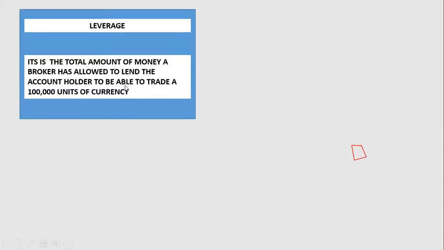Now, this is a very important session we have got into: leverage. I used to watch a series called Leverage. I'm sure most of us know the English word leverage. Leverage just means borrowing, big time borrowing. So leverage in Forex or in the financial markets is debt. It is the total amount of money a broker allows to lend the account holder to be able to trade 100 units of currency.